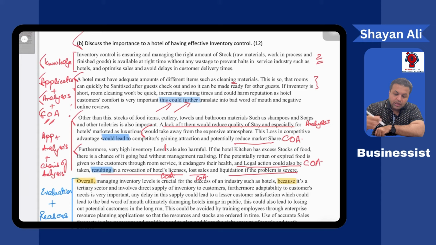So here you can see application supported by analysis. Throughout, we are going side by side: application, then analysis, then application, then analysis. So we have gained all the 6 marks available right now. Knowledge is done. We are done with application as well. We are done with analysis as well.